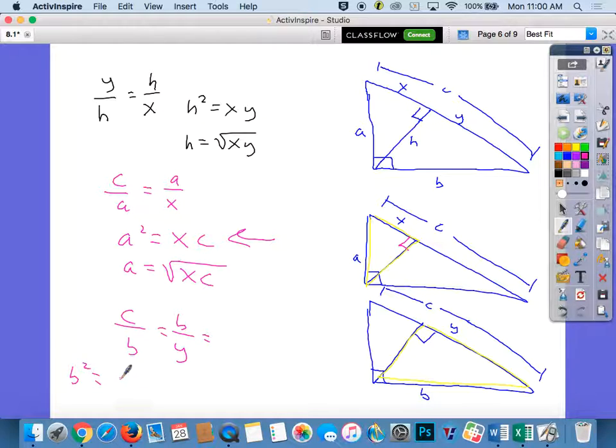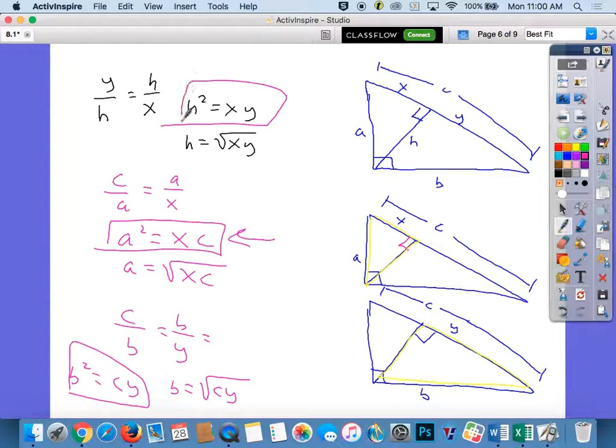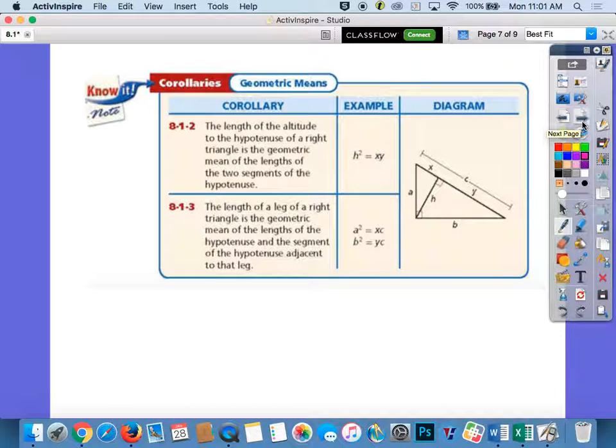B squared equals C times y. You can take the square root of both sides, and you basically are taking the mean. Okay, this is what I would like for y'all to focus on. All right, B squared equals y times c. So let's put this together. All right, you guys, that's where it comes from.